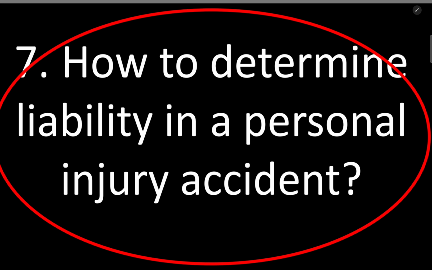If you or someone you know has been involved in a personal injury accident, it is essential to consult with a legal professional who can evaluate the specifics of the case and ensure that you receive the compensation you deserve.